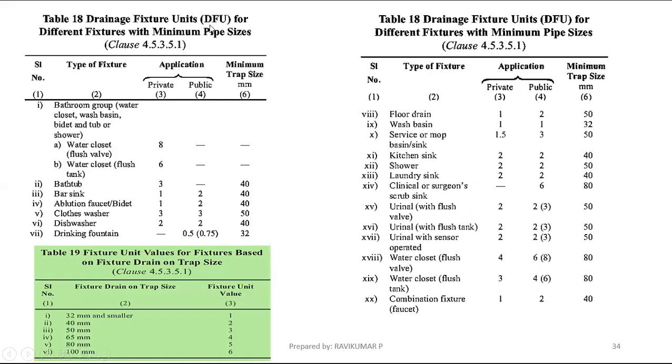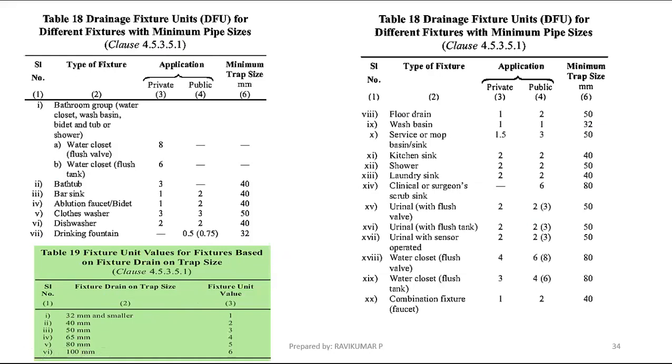We are using the 4.5.3.5.1 table only for designing the drain pipe size. So suppose you don't have any information, then you can use this table. It is a rough calculation only. This table 18 will be a little more accurate.